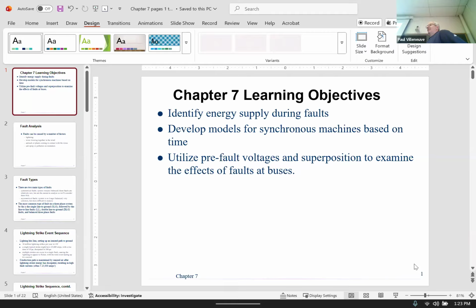Auto restoration. Are fuses auto restorable? No. They do have resettable fuses, but they're not that common. Usually once a fuse burns, you've got to go out and manually reset it. So there's no auto part for restoration. It's called manual restoration.